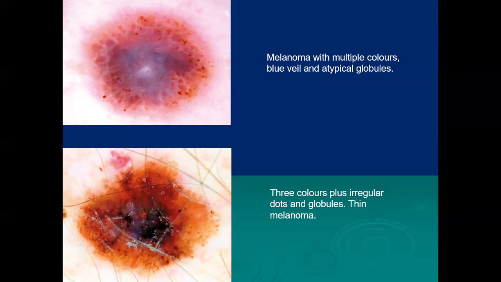These are the two different patterns of dermoscopy in malignant melanoma. In the first pattern, you will see there are multiple atypical globules seen on the periphery and a typical blue veil, which is seen in the center, which is quite typical of malignant melanoma. In the lower picture, you can see that there are more colors: light brown, dark brown, blue, and black. And then there are dots and an irregular reticulate pattern, as well as blue veils. So this is a thin malignant melanoma.